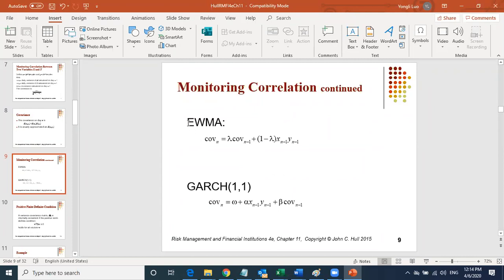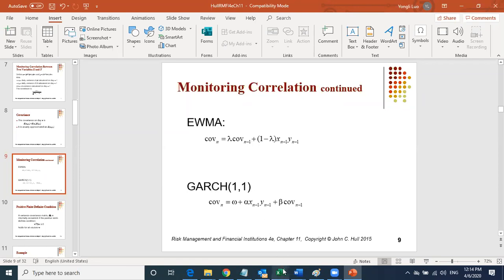One is called the exponentially weighted moving average, and another one we can do is a GARCH model. We're using two. This is going to be your homework or assignment: using both ways, the exponentially weighted moving average and a GARCH(1,1) model, to estimate the correlation between these two variables. How are we going to do that? I will show you an example.